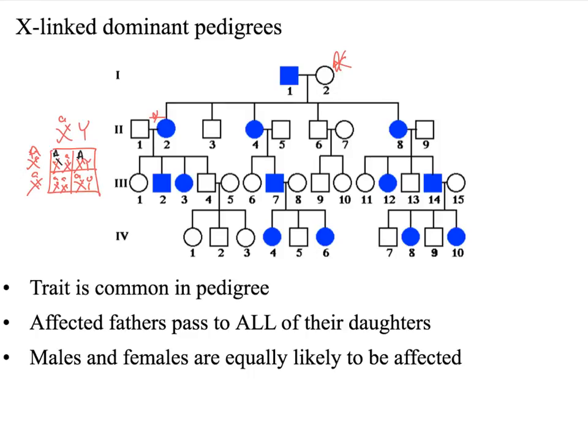So look at the boys. Half the boys have it, the other half don't. Again, half the boys have it, the other half don't, right? And half the girls have it, and the other half don't. So it's 50-50 when you're talking about X-linked dominant, so it's a little different from X-linked recessive.